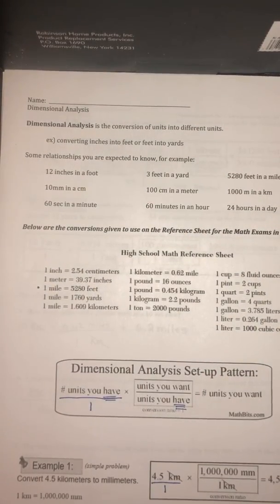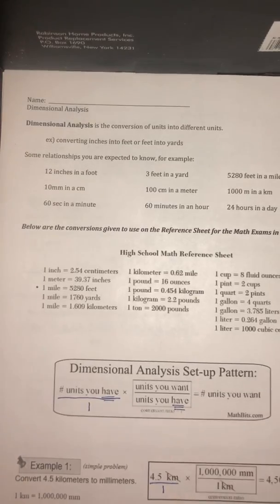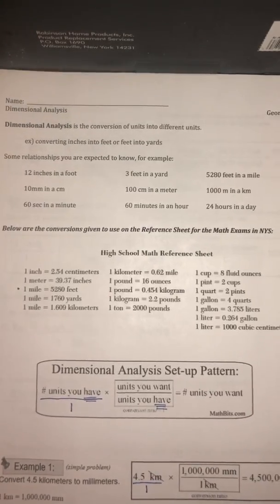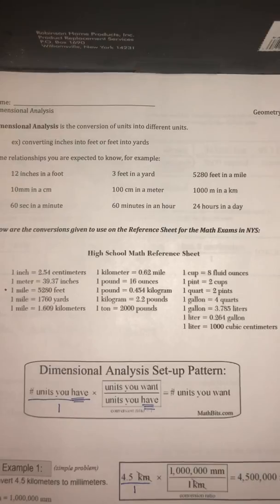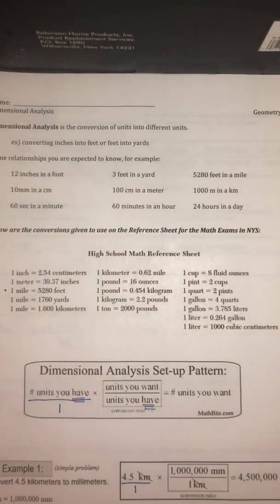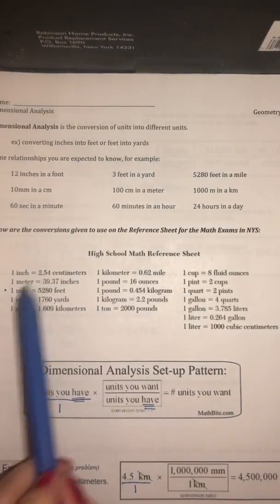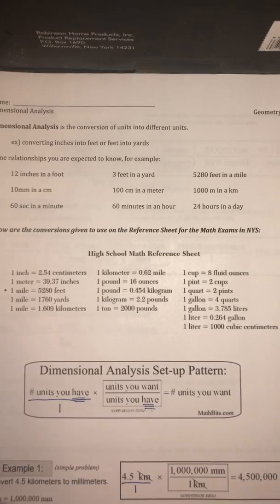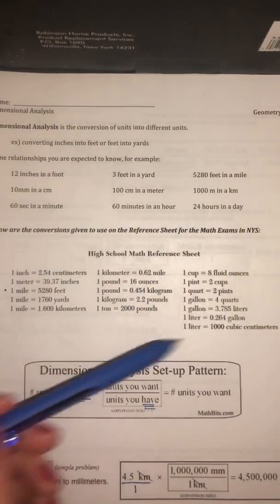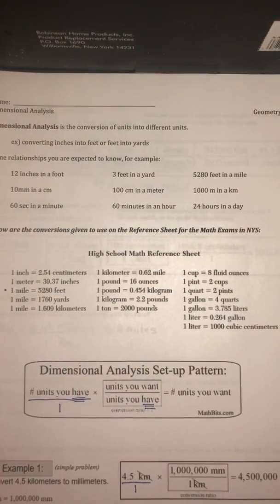The state does give us a list of conversions on our reference sheet. This is the same reference sheet that you were given last year on the algebra exam. You'll see it this year on the geometry exam, and you'll see it next year on the Algebra 2 exam. It's the same reference sheet. So you can see there's quite a few different ones, and a lot of them are really based on switching from SI into metric or vice versa. There's a little bit here that's within the same SI system, but the majority of it is switching systems.